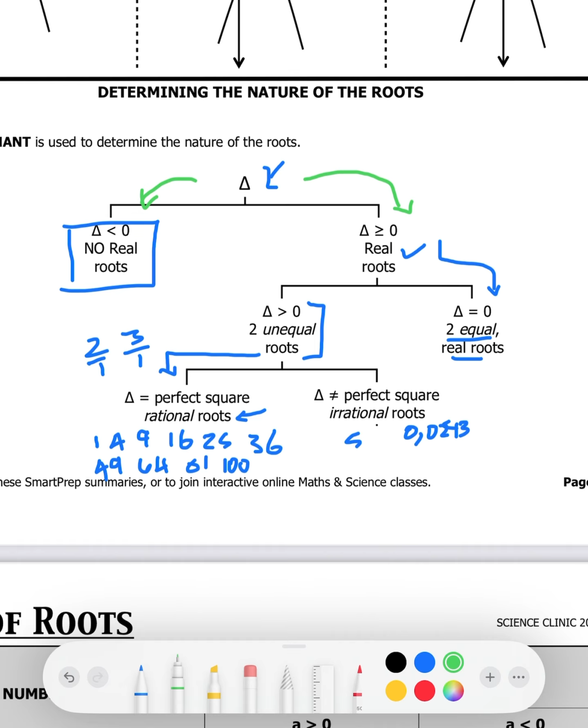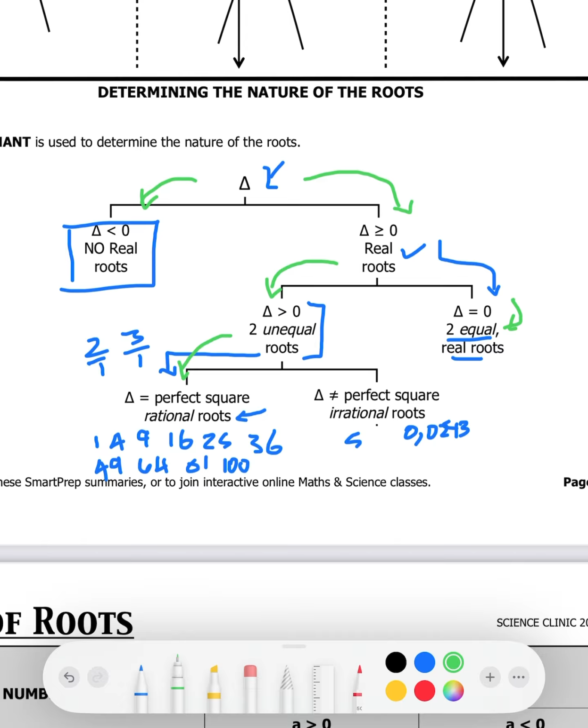And then we still go down. If the discriminant is a perfect square, it means that we have 2 unequal real and rational roots. If the discriminant is not a perfect square, it means that we have real roots, that is, two unequal real roots that are irrational. So that's all the comments that we make with this.